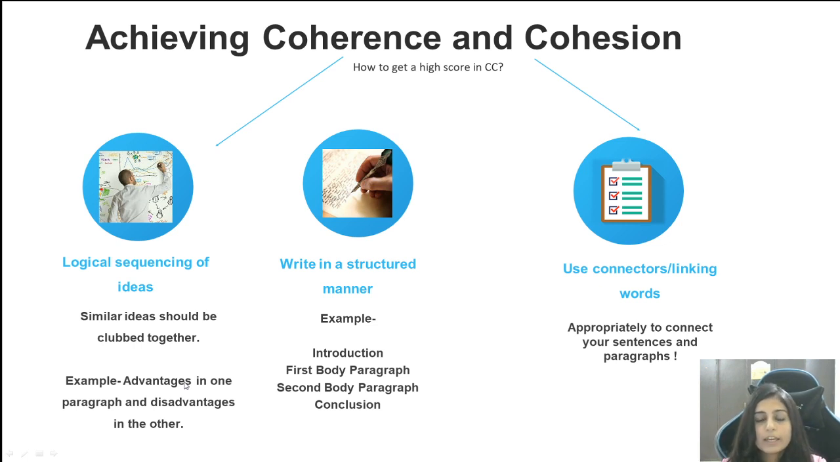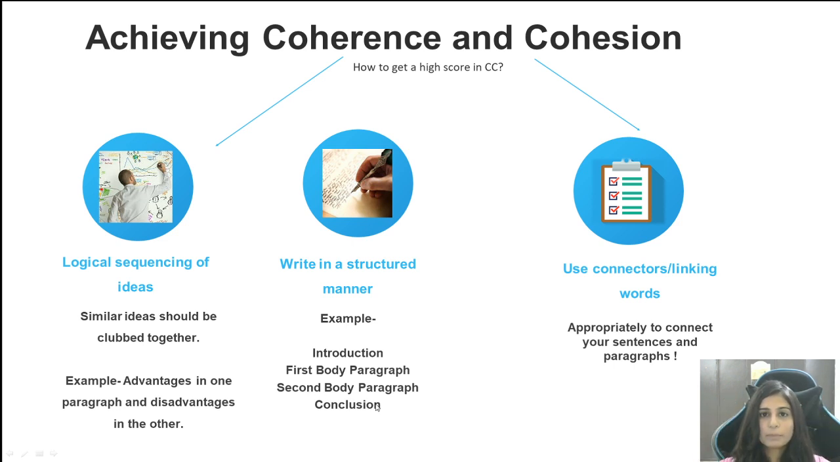The second thing we have to do to maintain our coherence is to write in a structured manner. So we can write logical sequences, but we also have to place them in appropriate paragraphs. So there should be a well structured manner in which you write. So one prototype, or I would say one way of writing, is this way, that you write your introduction, first body paragraph, second body paragraph, and conclusion.